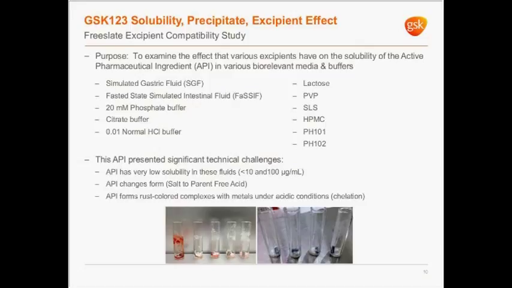So for the first set of experiments that we're going to look at, the focus was on measuring the solubility of the API in 5 different liquid media, as you can see on the left side of your screen.